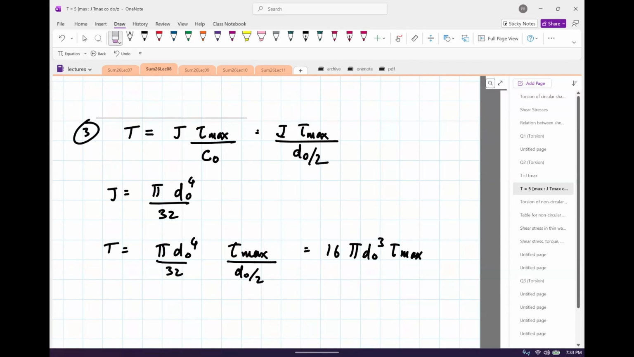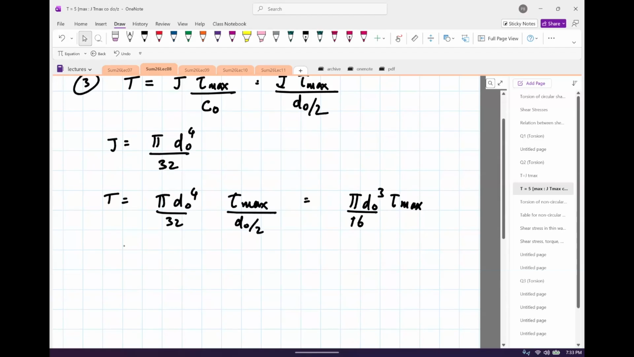No, this is not right. 16 is down below, right? I think that's right. D0, yeah. So this is the formula. If you want, you can remember this formula, or you can just derive it as I've derived it right now.